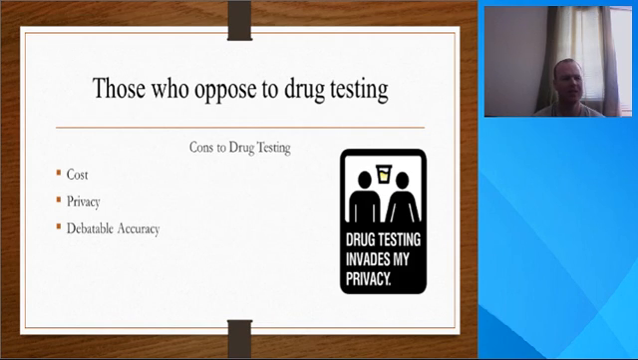Privacy is another issue. People are at home, they want to do drugs or drink or whatever, and if they show up to work and it's not affecting their work, then why do you care about what's going on in their house? So that's where privacy concerns come in. And then debatable accuracy. So less than 1% of tests come back positive when they're really negative. And if that happens, it's an issue because you're positive, guilty, and it's an uphill battle. And you can be fired or anything else.